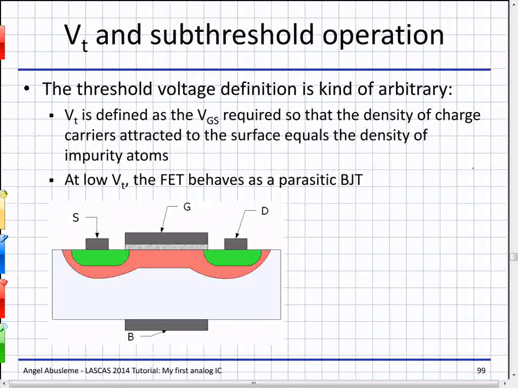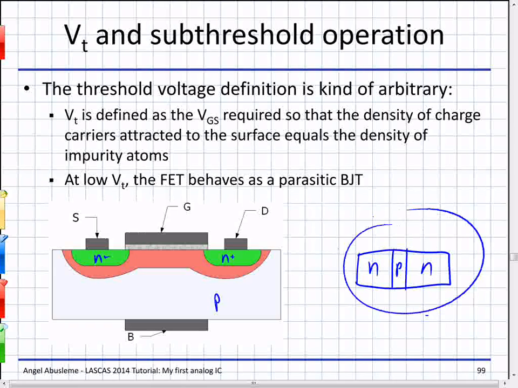So what happens in the subthreshold region? Okay, we see again this transistor. We have this N plus, P type substrate. And then we see that this is not that different from something that looks more like this. Is it? Isn't it? Yeah, a little bit, right? NPN. So what is this? We have a BJT. So there's some kind of parasitic BJT here.